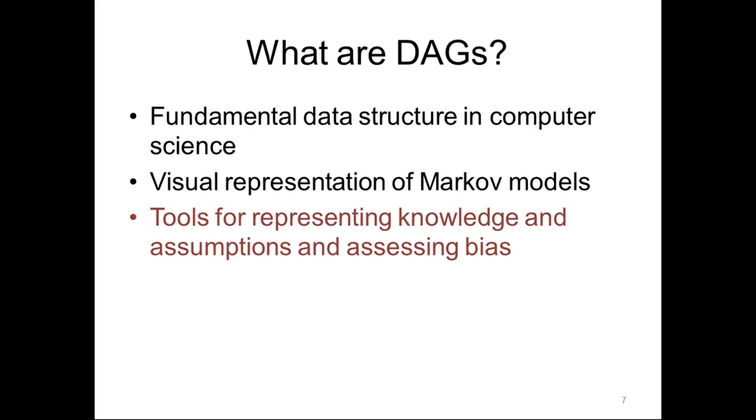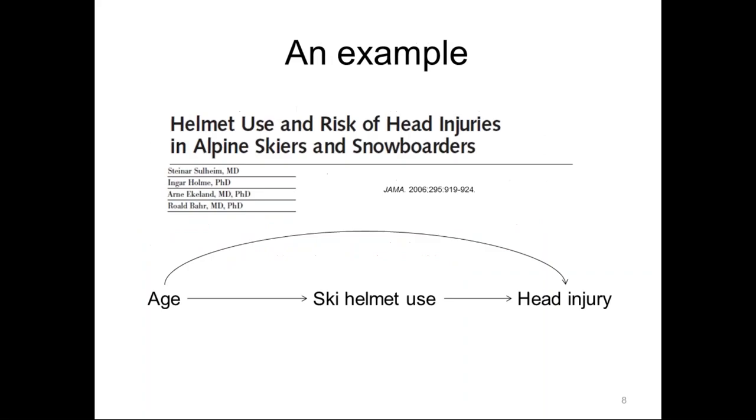And the use that I'm going to be talking about today is the one that I think is most useful for most of the kinds of research that we do. And in this case, it's a tool for representing knowledge and assumptions and for trying to figure out where bias might be creeping into your study. I should say, stop me if you have any questions so I don't get going too fast. I don't want to lose people.